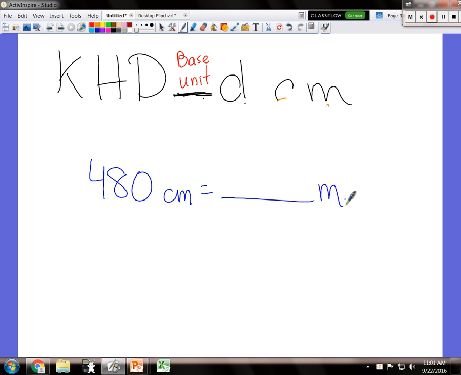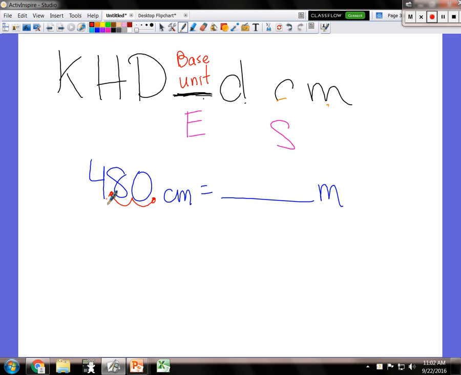Equals what? Meters, okay? All right, so Caleb, where are we starting on our ladder? Okay, so we're starting there. Where are we going? Okay, so we're going to end there. So how many places, which way am I moving my decimal? 2, which way? All right, so right now I don't have a decimal on there. So where would I need to put it to start moving it? Okay, right there, so we're going to go 1 and 2. I'm going to put that right there.